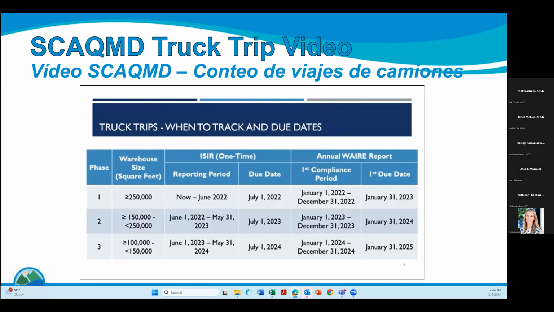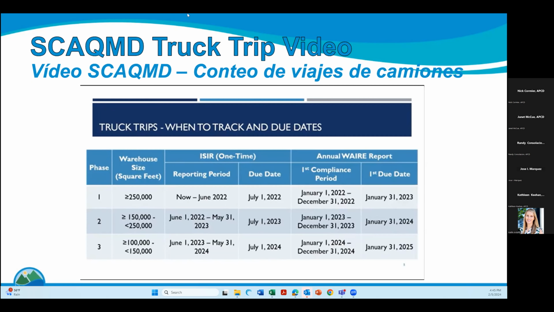Warehouse operators will need 12 months of truck trip data for the ISIR, and will need truck trip data through the end of each compliance period for the annual WARE report. Keep in mind that for warehouses greater than or equal to 250,000 square feet, truck trip counts should begin now in order to collect 12 months worth of truck trip data. Truck trip counts are due based on warehouse size and first compliance period, as shown here.